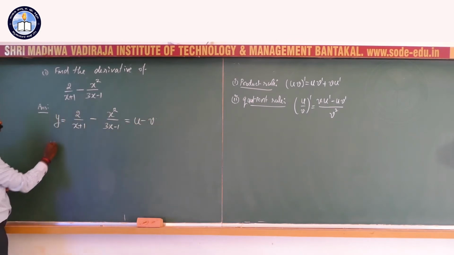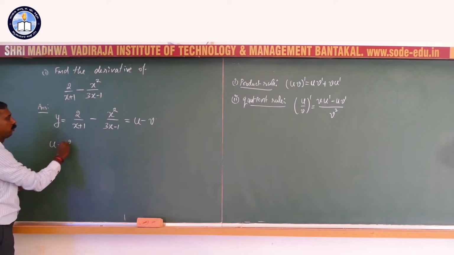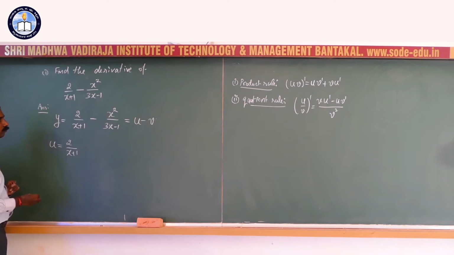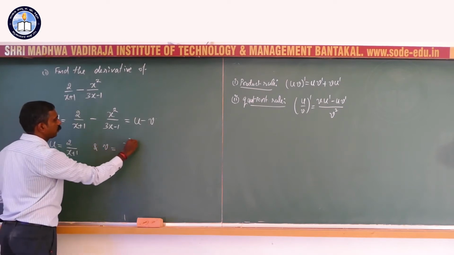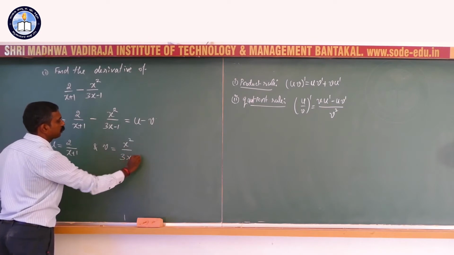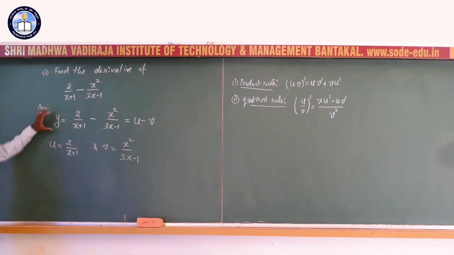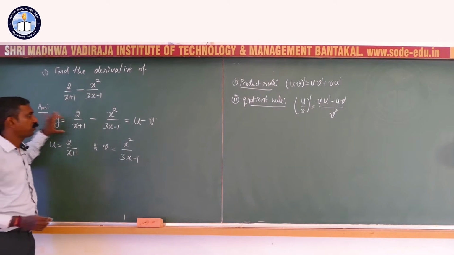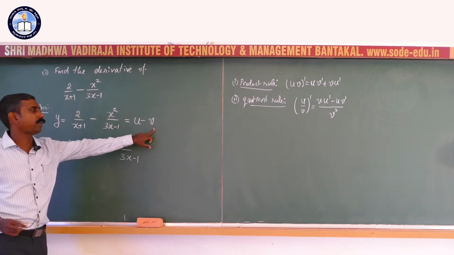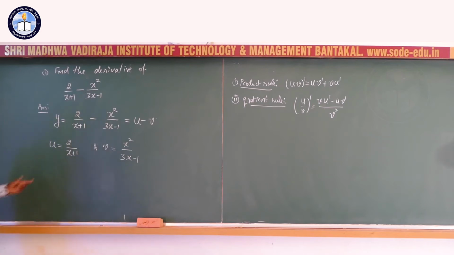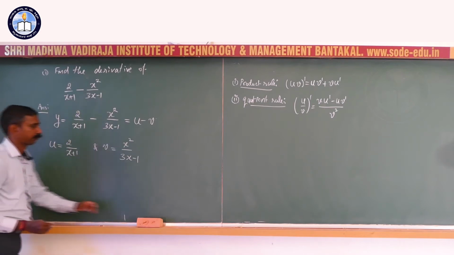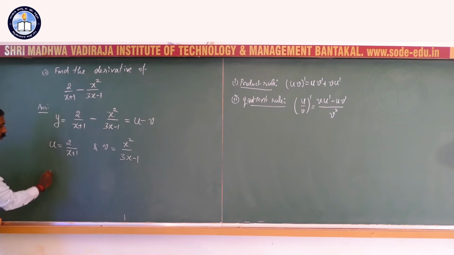What is u? u is equal to 2 divided by x plus 1, and v is equal to x square divided by 3x minus 1. When you differentiate y, y dash will be u minus v whole dash. So, u dash and v dash are required. Let us compute u dash.